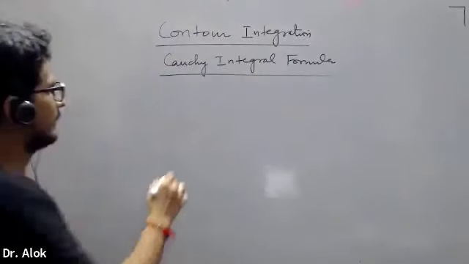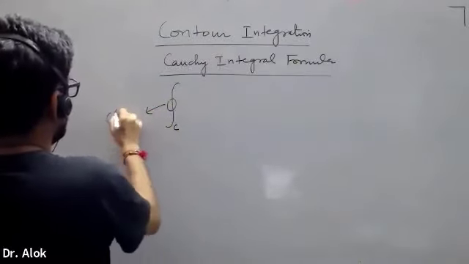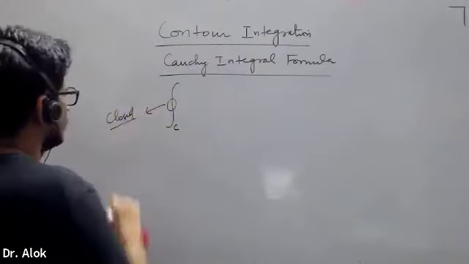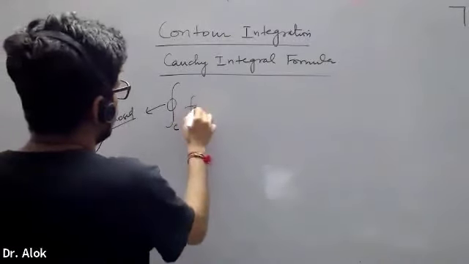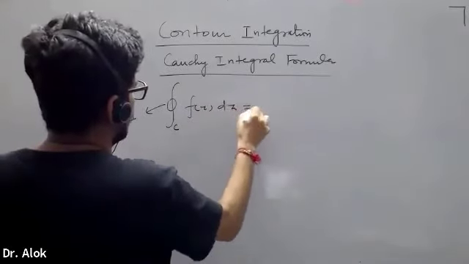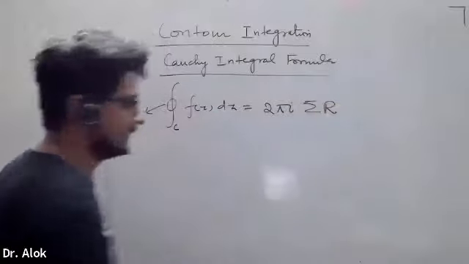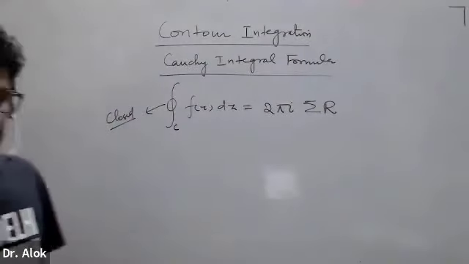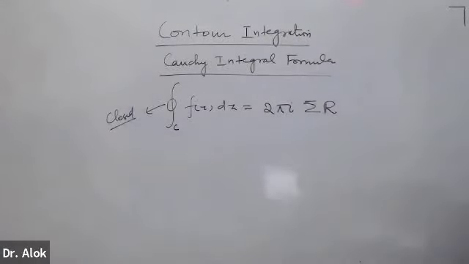So that was given by the closed integral. See, this closed is very very important. Okay, the closed integral over C of f(z) dz is equal to 2 pi i times the sum of residues. This is the formula that we have to use for contour integration, and I will start from a question.